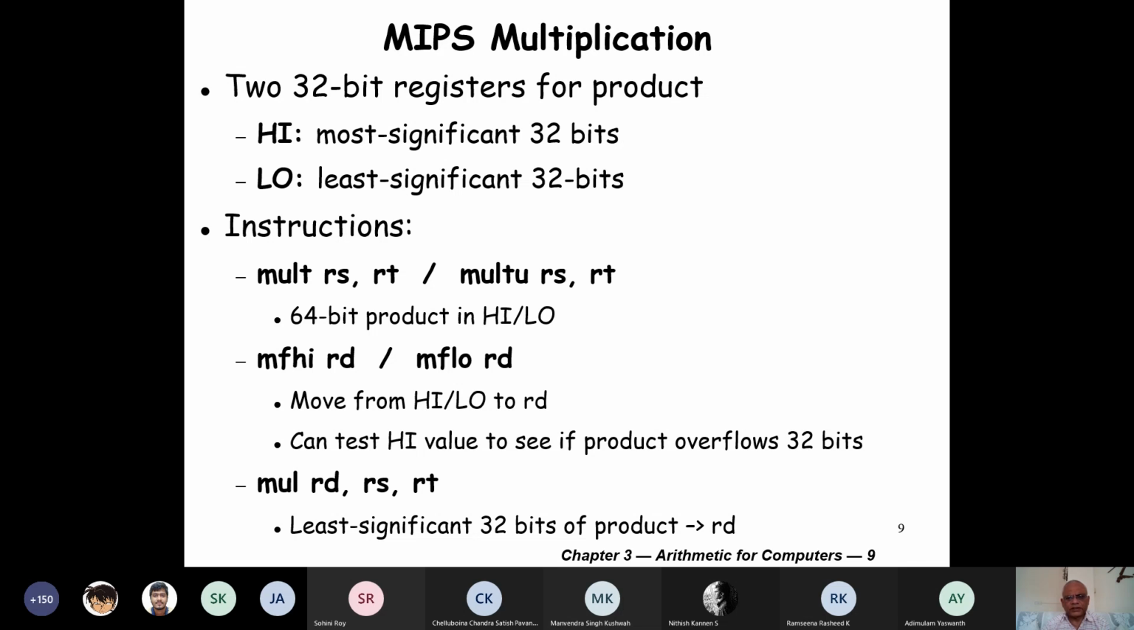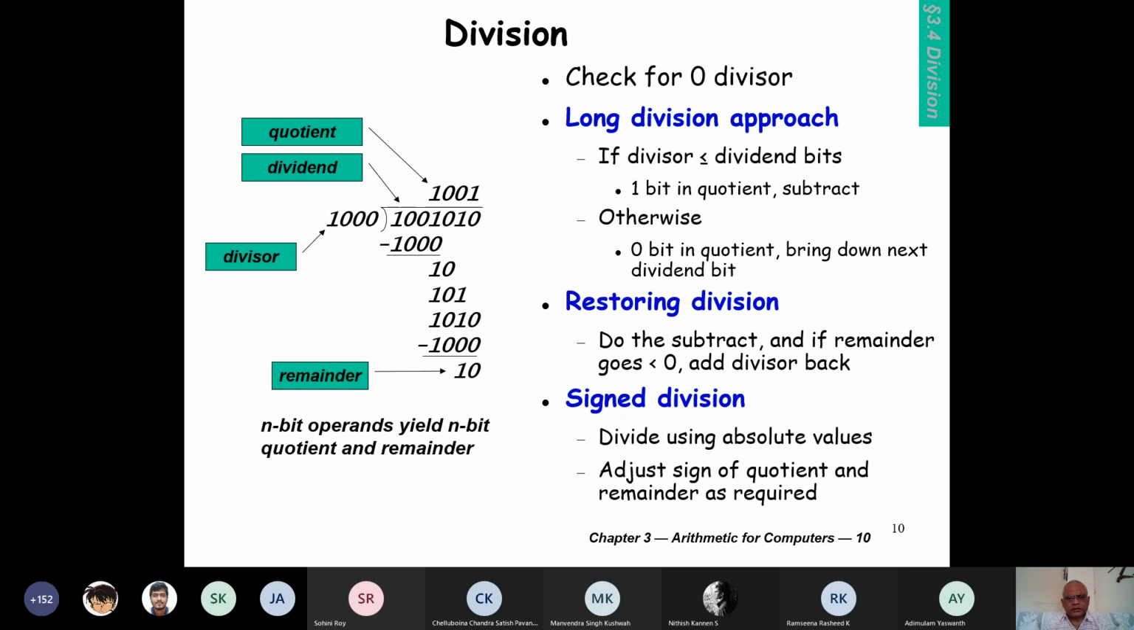But if we are dealing with large numbers, like in scientific programs and so on, we would use MULT and MULTU, and we'll have to manipulate using the HI and LO registers. The multiplication is rather straightforward actually, if you think of both the multiplication and the optimized, fast multiplier. But division is slightly more involved.